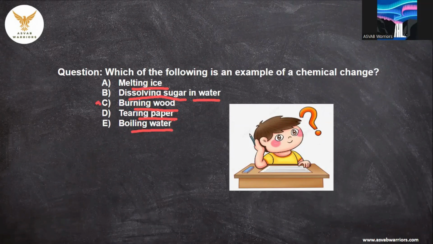So the right answer is burning of wood. Melting of ice is a change of state only, from solid to liquid. Boiling of water is also a change of state, from water to steam. Tearing paper is a change of size. Dissolving sugar in water is a change of state, from solid to liquid state. So our answer is option C, burning wood.